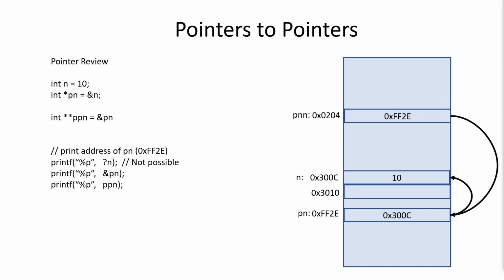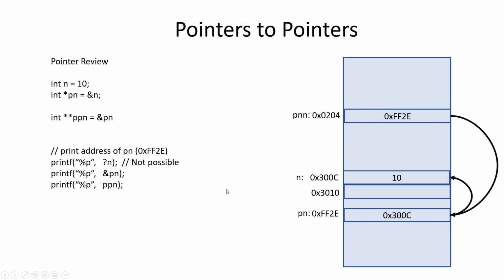Next, if I want to print out the address of pn right here, I've got a number of ways to do that. I can't actually use n. There's nothing that says from n, I don't have any information that connects it to pn. I can't go that way, so not possible. From pn, I can just use the address-of operator, and that'll give me the ff2e, since pn up here directly stores ff2e. So I can do it that way.